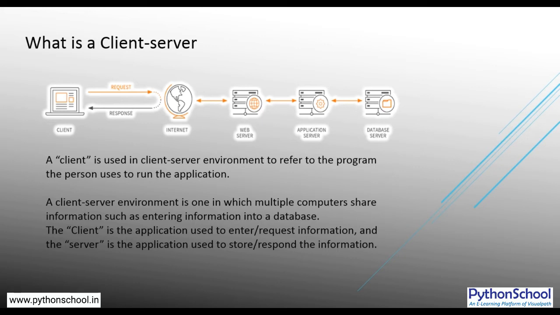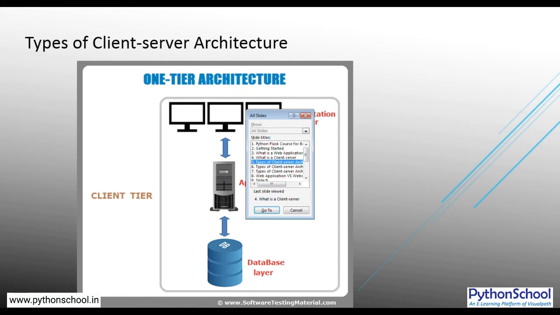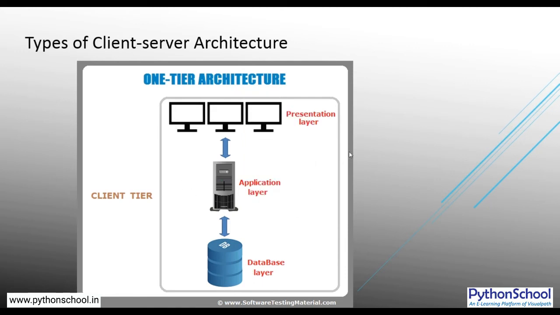So let's move on to our next slide. Here I will be sharing information about the types of architectures. There are three types of client server architectures: one tier architecture, two tier architecture, and three tier architecture. Here, tier refers to a layer.